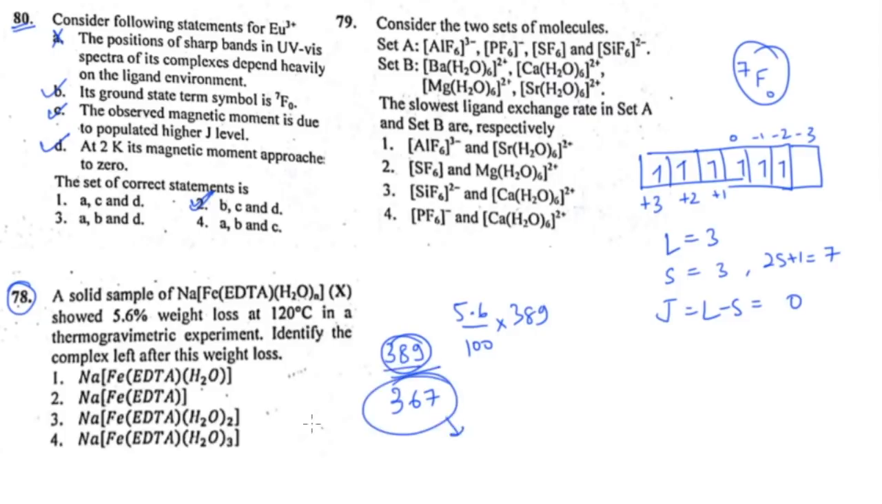This is the weight or the mass of the substance which is left after the weight loss. Okay, you need to find out the weight which is left after the weight loss. So this is what you get after the weight loss. Now if you check the options and calculate the molecular weight of NaFe EDTA, you will get approximately 367 only. So this is the only thing which will be left after the weight loss. That means what has been lost is the water molecule in this particular process. Okay, so your option number 2 is correct.